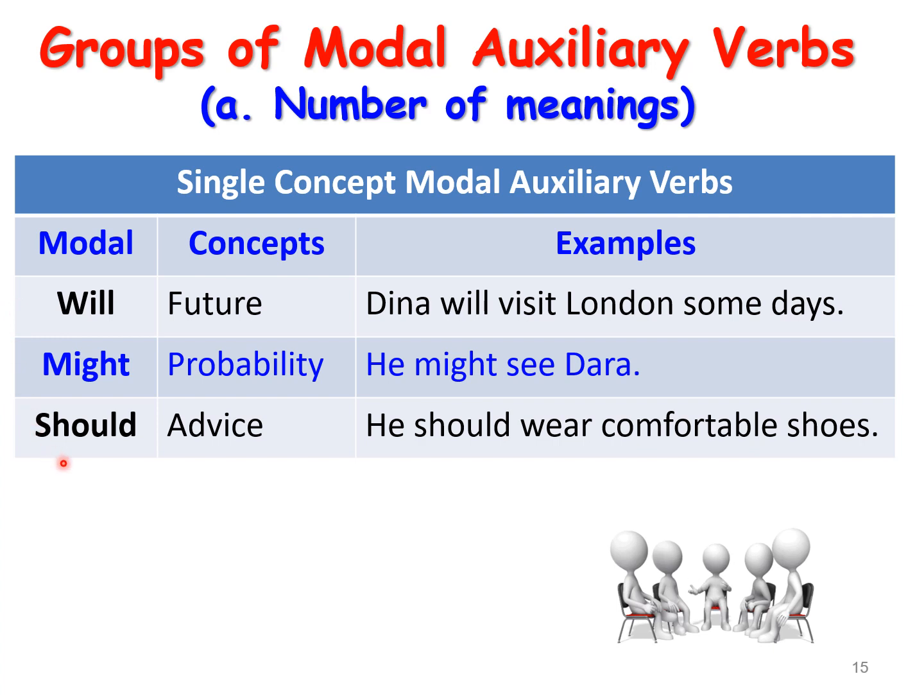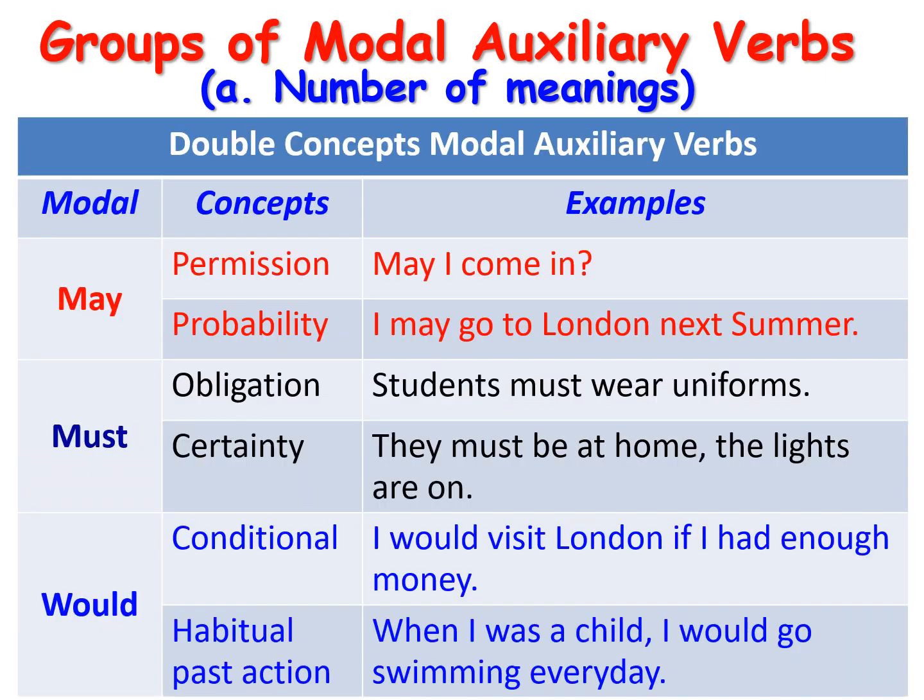So this is the kind of modal verb that belongs to single concepts, and those are the examples, right? We should move to the next one. Right now we should move to double concepts modal auxiliary verbs. So what are they?